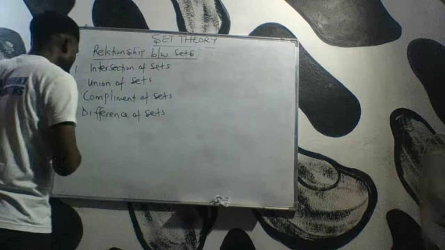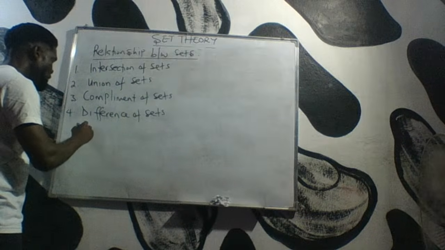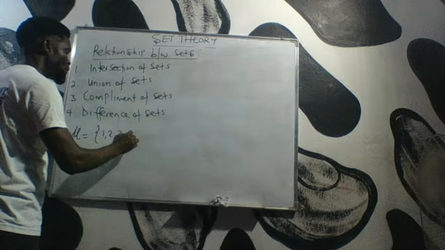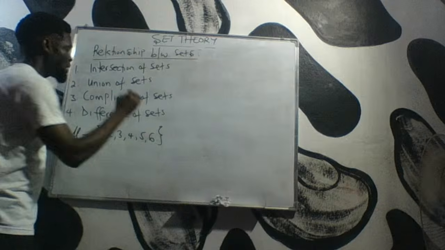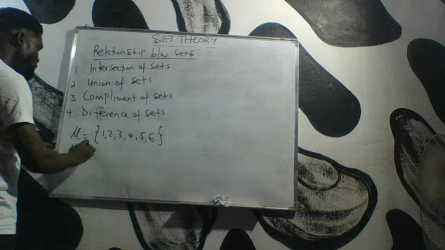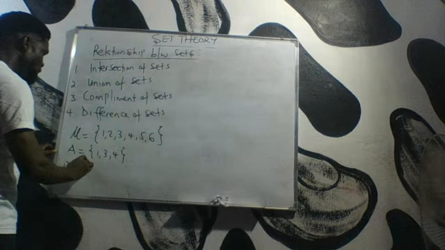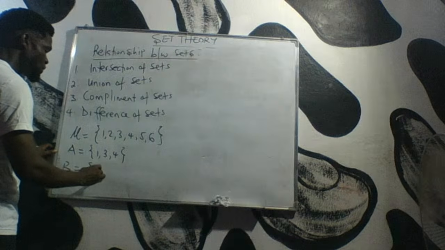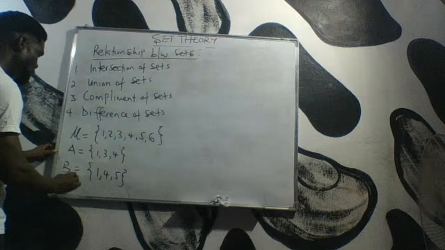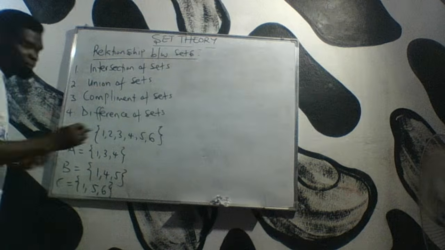The symbol for intersection, okay, let's pick the first one. Let me summarize everything. If I have the universal set to be 1, 2, 3, 4, 5, 6. These are the elements of the universal set. Then I have subsets like A to be 1, 3, 4. I have another subset B to be maybe 1, 4, 5. And then I have subset C to be 1, 5, and 6.